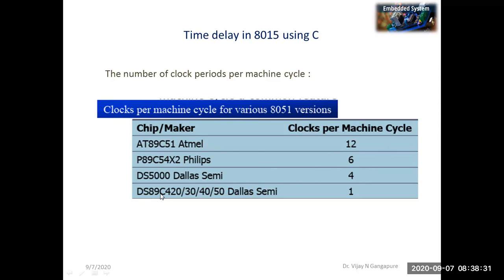And in case of the last, the DS89C420304050 microcontroller manufactured by Dallas Semiconductor, the time required to execute a particular instruction is 1/12 as compared to the time required by this 8089C51, because here clocks per machine cycle is 1. For this discussion we are assuming that the clock frequency is the same. In that case, whatever we discuss will be true.